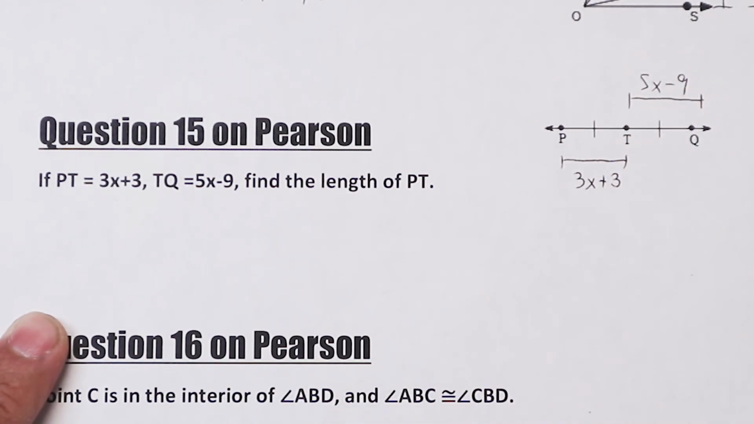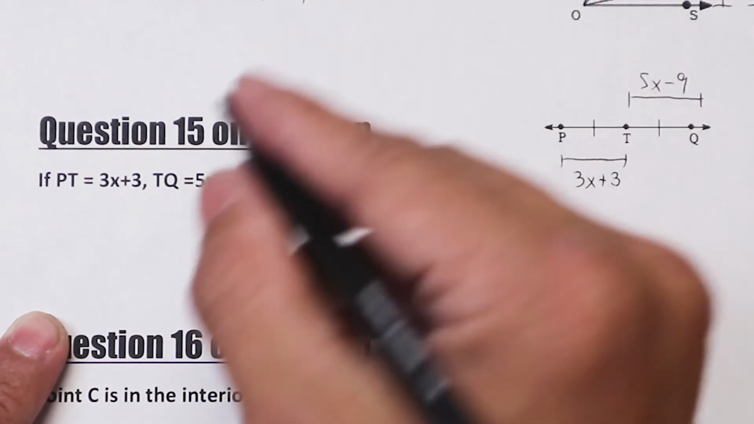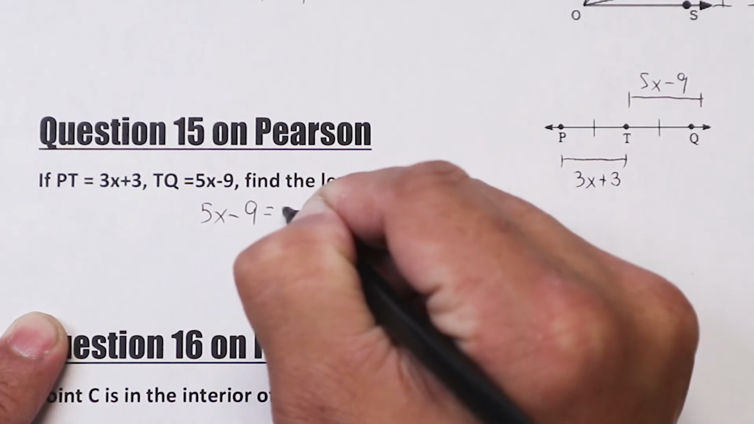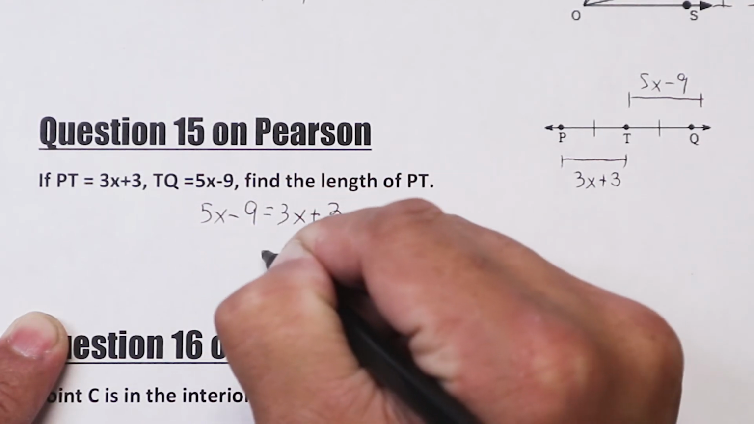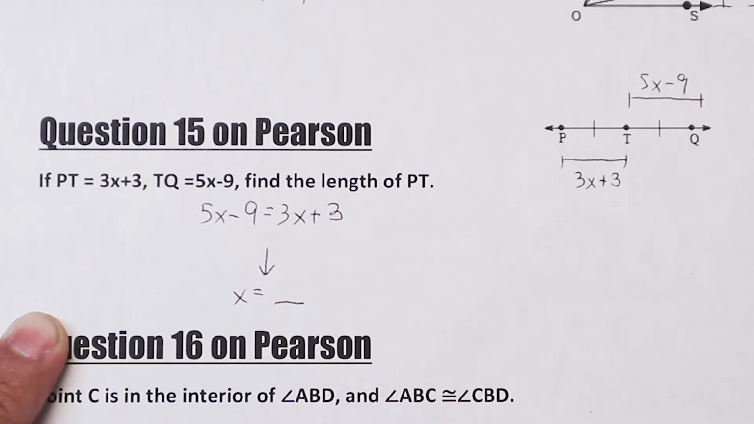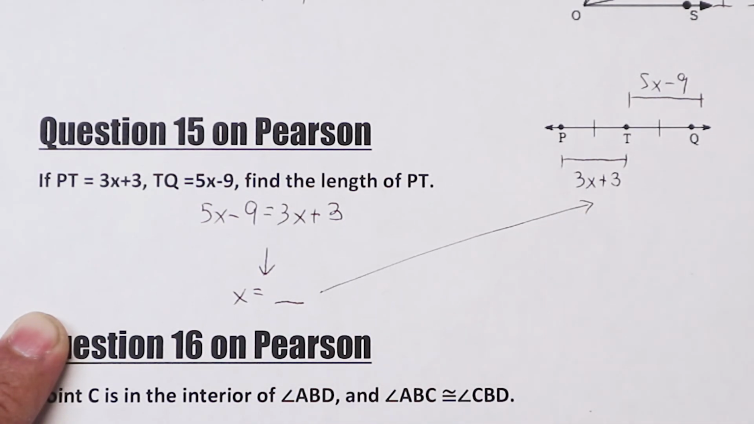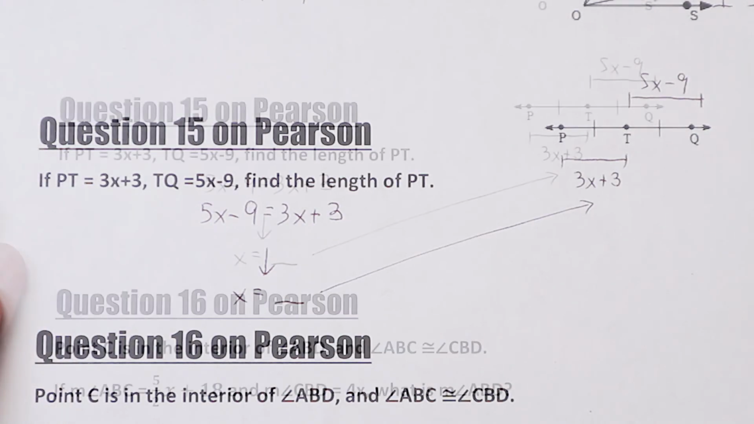So all you have to do is just set them equal to each other and then find x and then plug it back in. So you're going to set up 5x minus 9, set it equal to 3x plus 3. And then at the end, you should get what x equals. But this is not your final answer. After you found x, you plug it back in here to find what is the length of PT, and that will be your final answer.